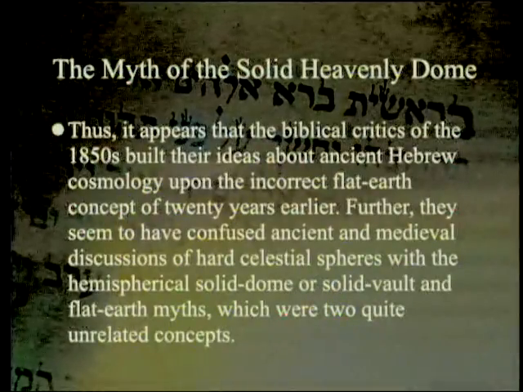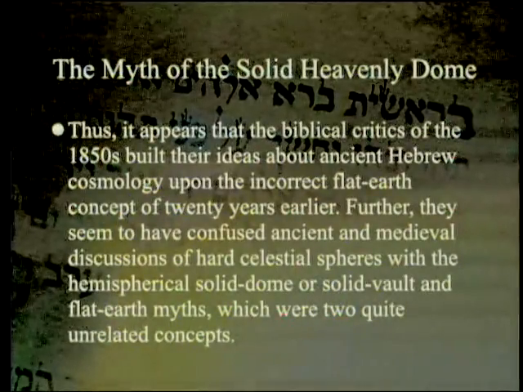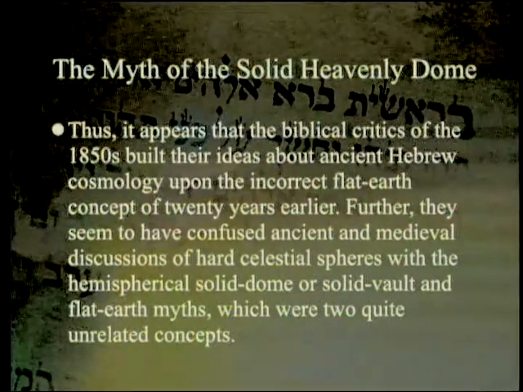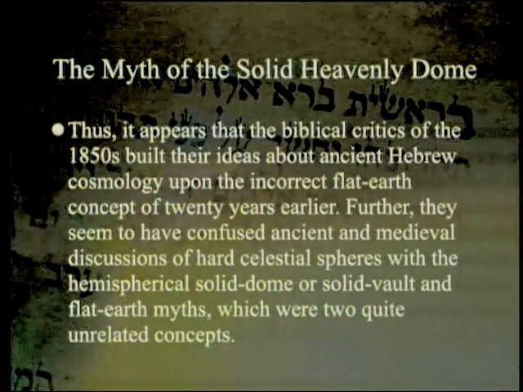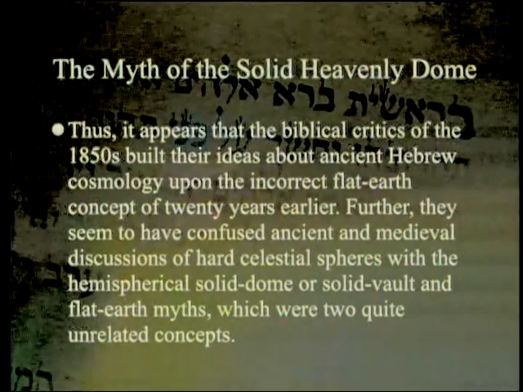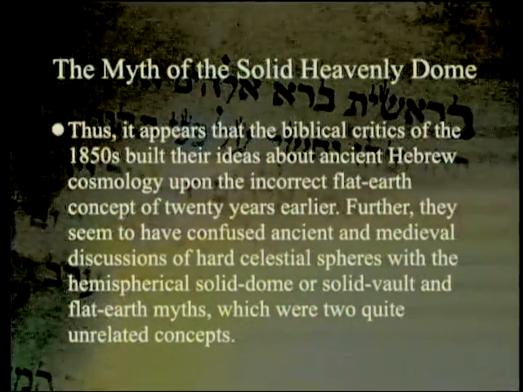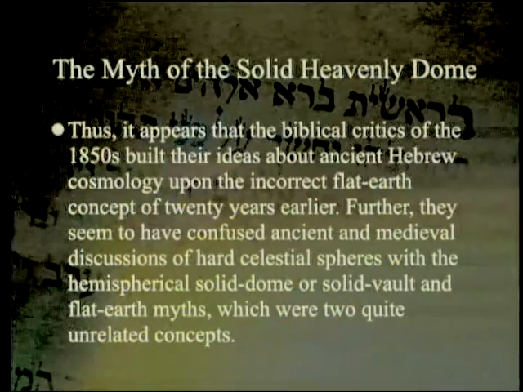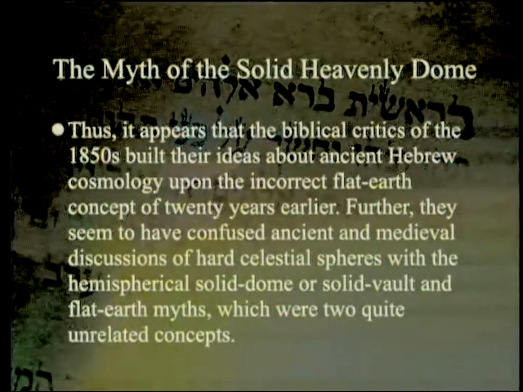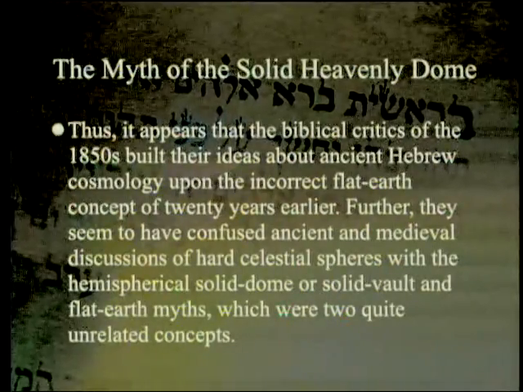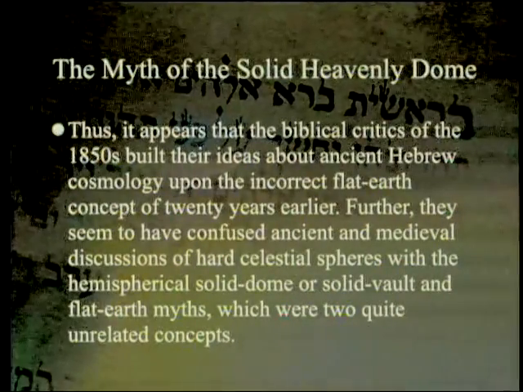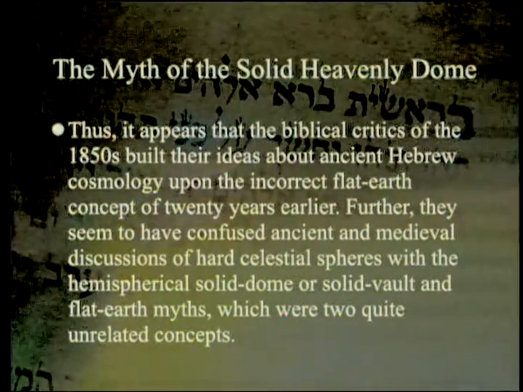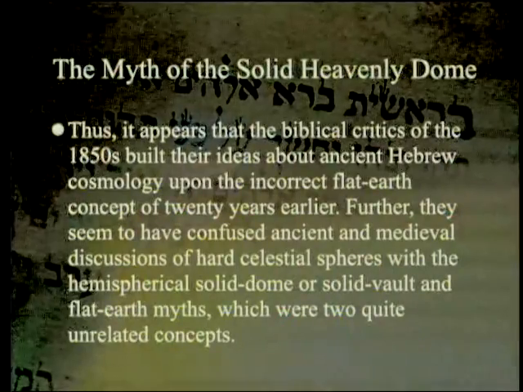Thus it appears that the biblical critics of the 1850s built their ideas about ancient Hebrew cosmology upon the incorrect flat earth concept of 20 years earlier. Further, they seem to have confused ancient and medieval discussions of hard celestial spheres with the hemispherical solid dome or solid vault and flat earth myths, which were two, I wouldn't say quite unrelated concepts, but I would say they're distinct, clearly distinct concepts.